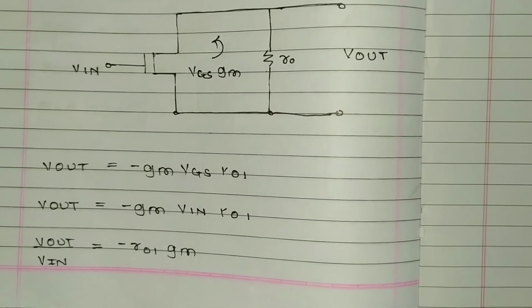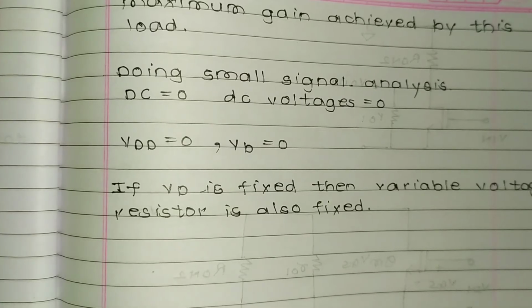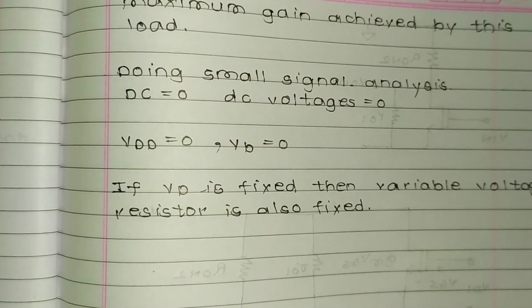So now we know that V out is equal to minus GM VGS R01. So V out is equal to minus GM V in R01. So V out upon V in is equal to minus R01 GM. So V in is taken on the left hand side here. So it was the maximum gain achieved by this load.